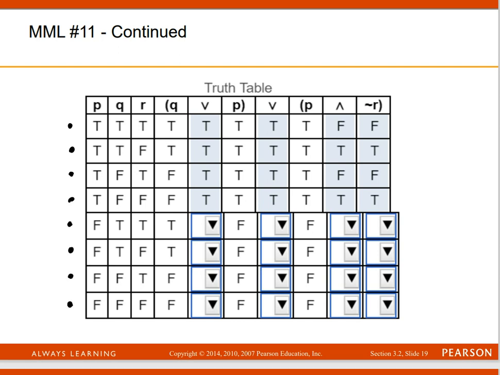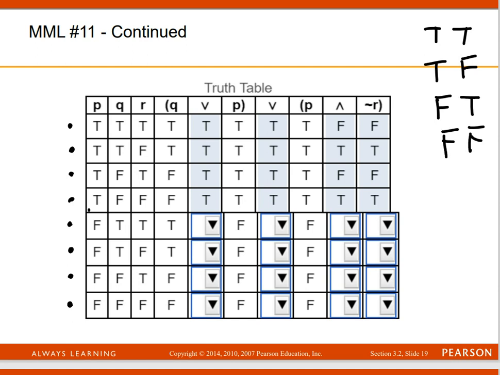So far we've only done 4 rows, and that's because we were only using 2 statements, P and Q. And remember 2 to the 2 power equaled 4. Well, now we got P, Q, and R. And so 2 to the 3rd equals 8. But the way they list the T's and the F's are a little different on this, because when it was just P's and Q's, it was true, true, true, false, false, true, and false, false.